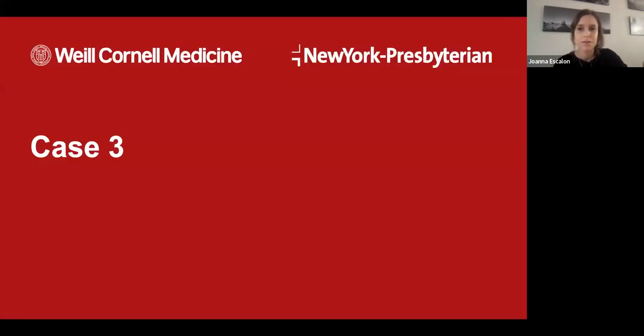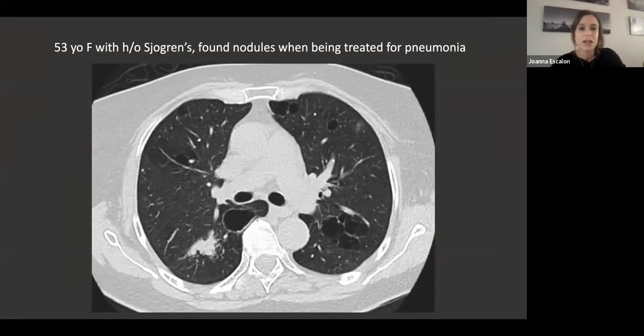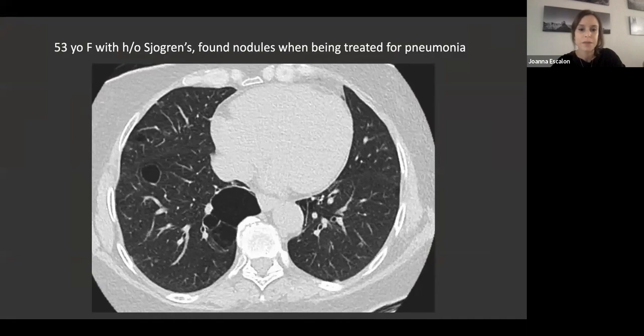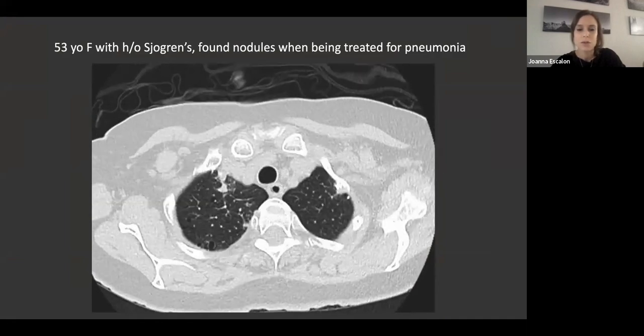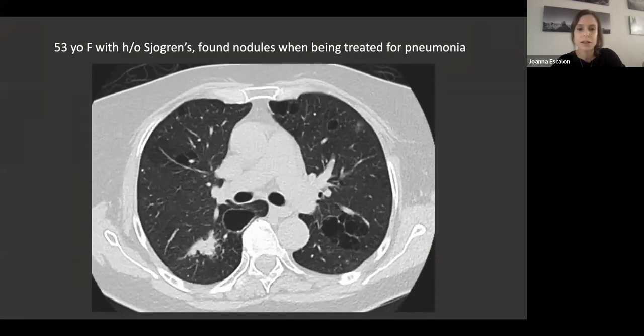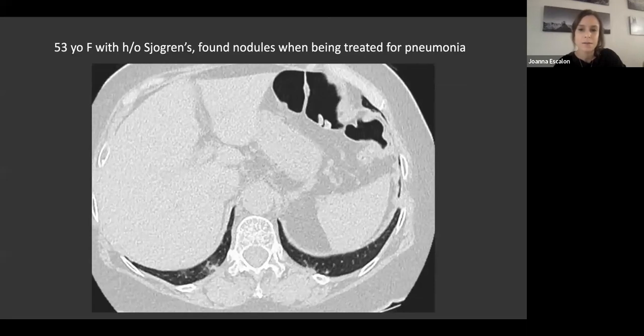Moving on to case 3. This patient is 53-year-old, and here they have Sjogren's. And they just found all these nodules when being treated for pneumonia. So you can see there are a lot of cysts. But there aren't just cysts, right?